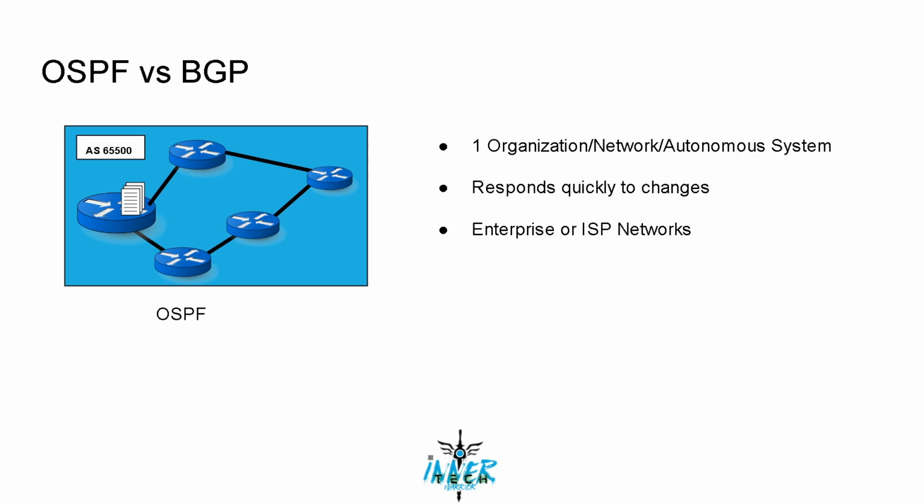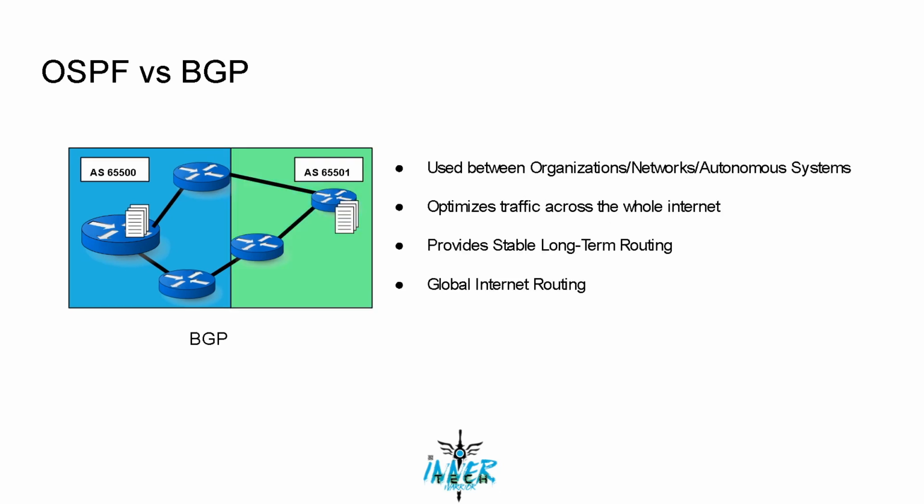OSPF is a routing protocol used within a single organization or network. It optimizes internal traffic and routing, responds quickly to network changes, and is used for enterprise or internet service provider networks. BGP, on the other hand, is a routing protocol used between different organizations and internet service providers. It optimizes traffic flow across the whole internet, provides stable long-term routing, and is used for global internet routing.